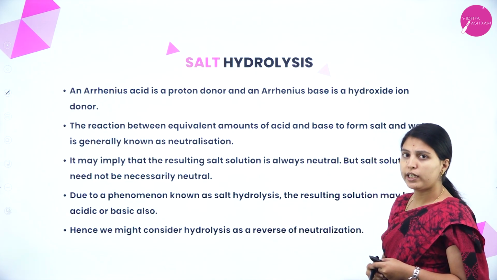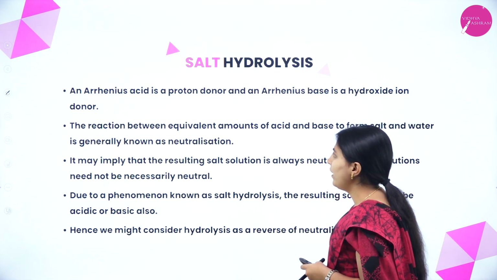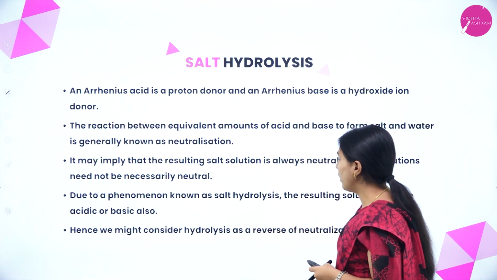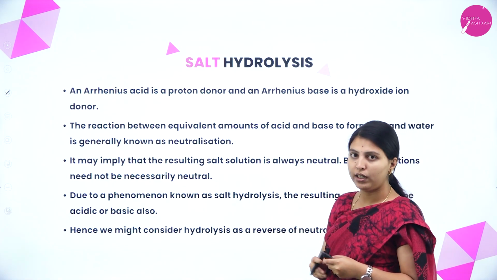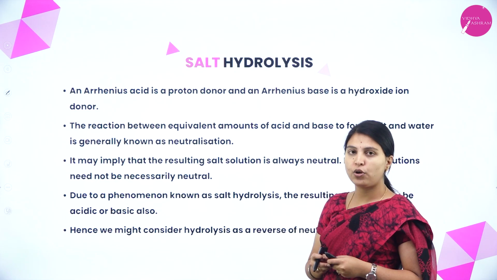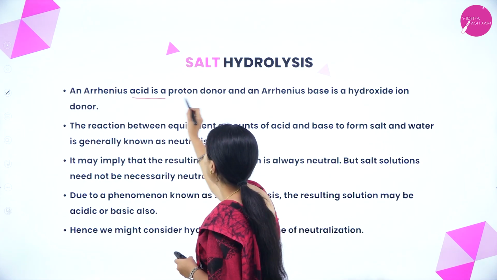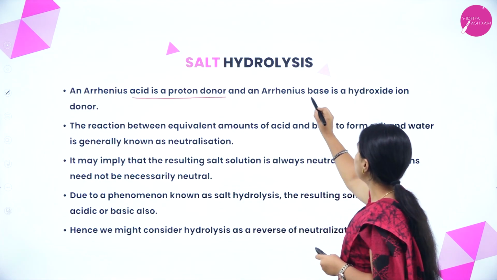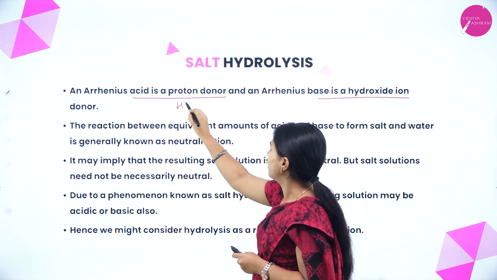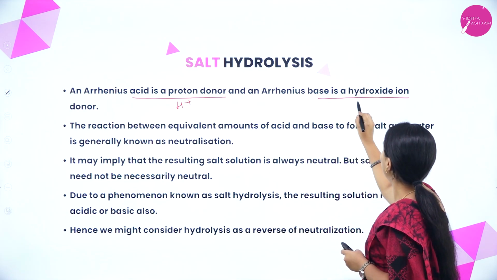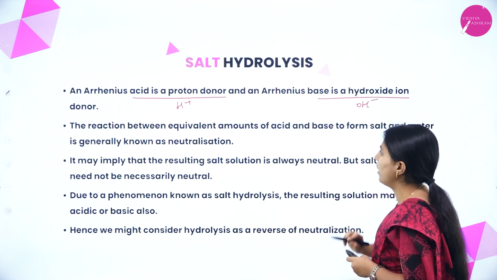First, we will see what salt hydrolysis is. An Arrhenius acid is a proton donor and an Arrhenius base is a hydroxide ion donor. This concept we know from the Arrhenius concept, that is, an acid is a proton donor, an H plus donor, and a base is a hydroxide ion, OH minus, donor.